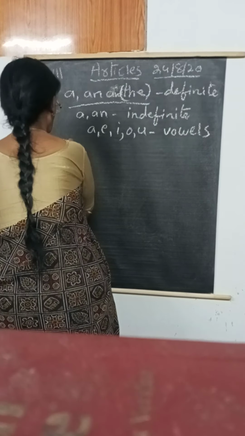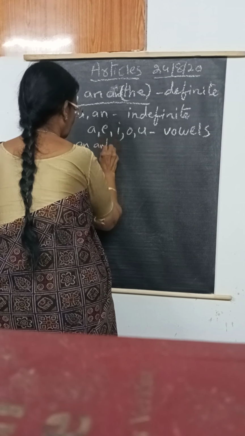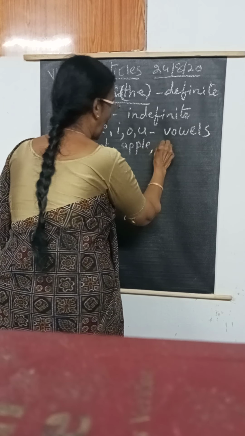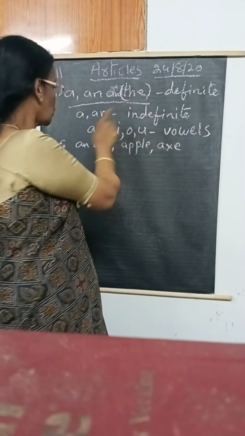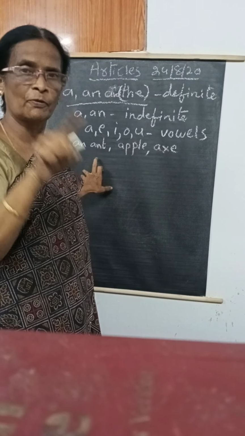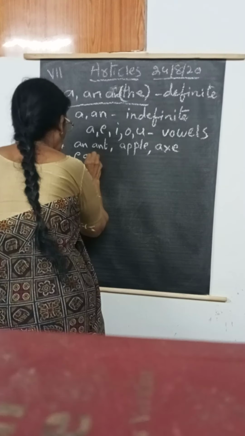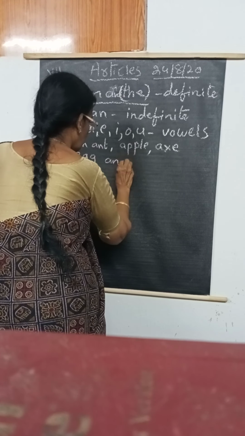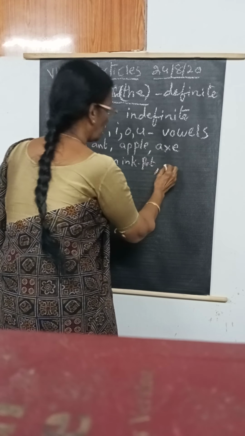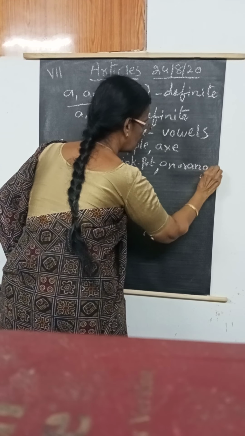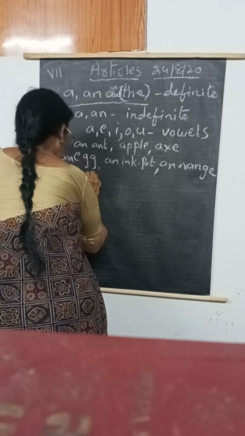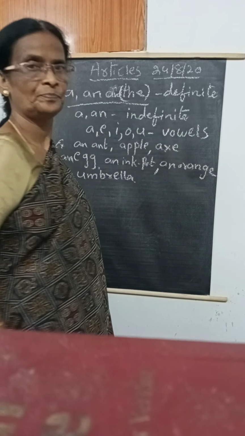For example, an ant, an apple, an axe. Whatever word starts with A, you write an before that. Like that, E: an egg, an ink pot, an orange, an umbrella. Any word that starts with A, E, I, O, U, before the vowels we are using an.